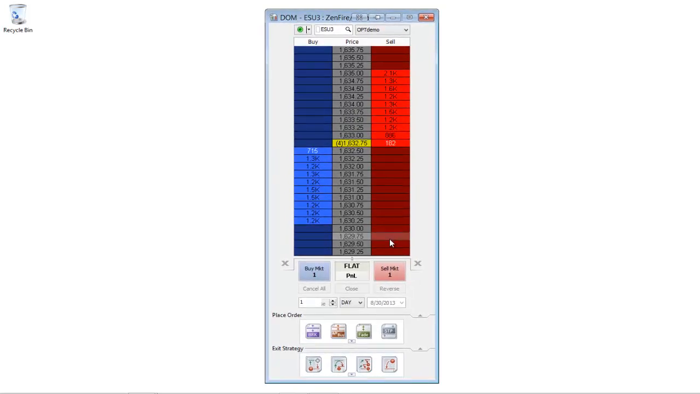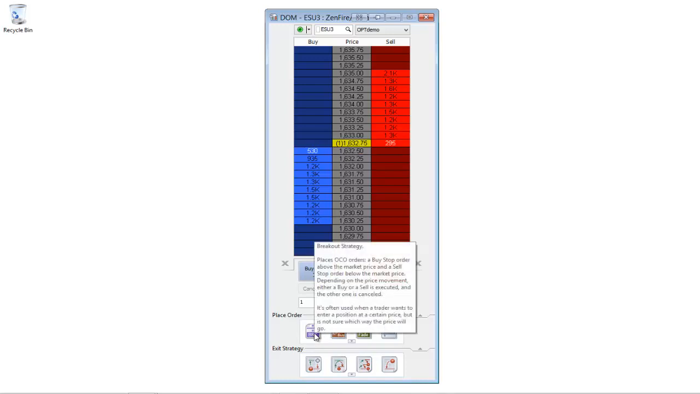We're taking a look here at the depth of market screen, just at the ES as an example. Last time we did talk about breakout orders, and in a breakout situation you're looking for the market to break out to one side, but you're not necessarily sure which way. So you can set up that breakout strategy so that it will go long if it breaks out to the upside and go short if it breaks out to the downside. What we're going to talk about today is a fade strategy, which is the opposite of a breakout strategy. This is when you don't expect the market to break out. You expect it to continue within its range.